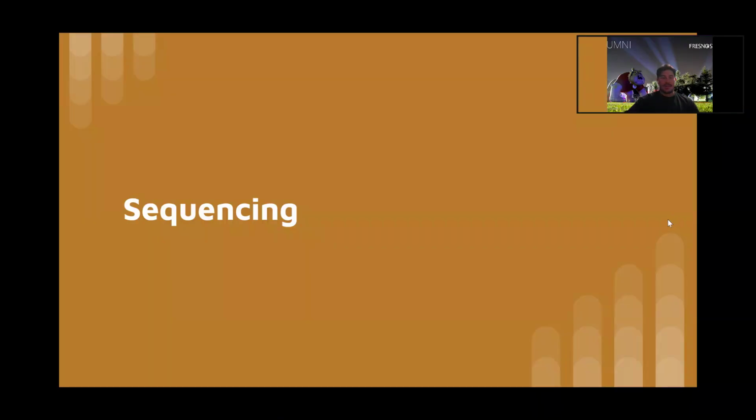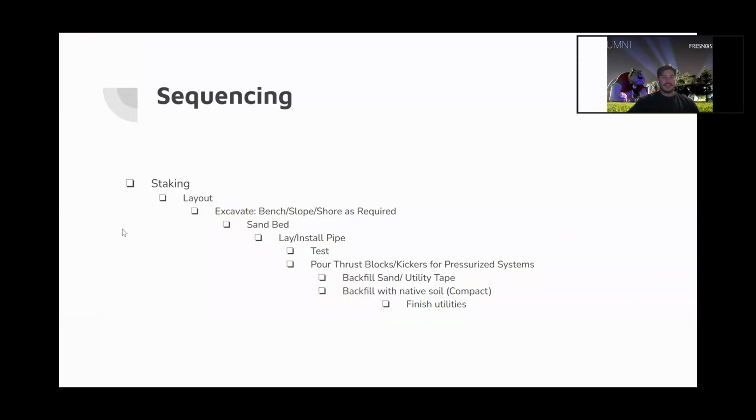Sequencing: I put this together because this is just a very general thing that I've seen on the projects I've been on, for phase two, phase three, and aquatics. I didn't include any dates because it will vary depending on the location and the amount of piping that is going to be in that area.